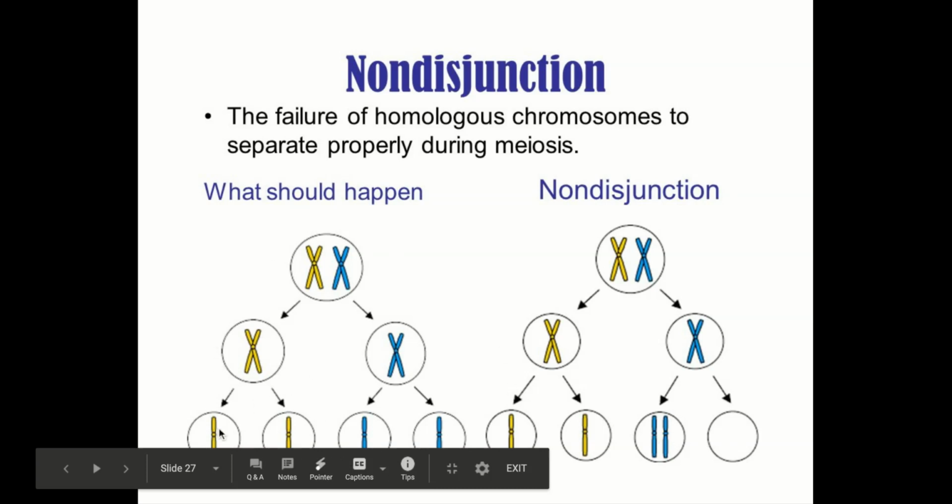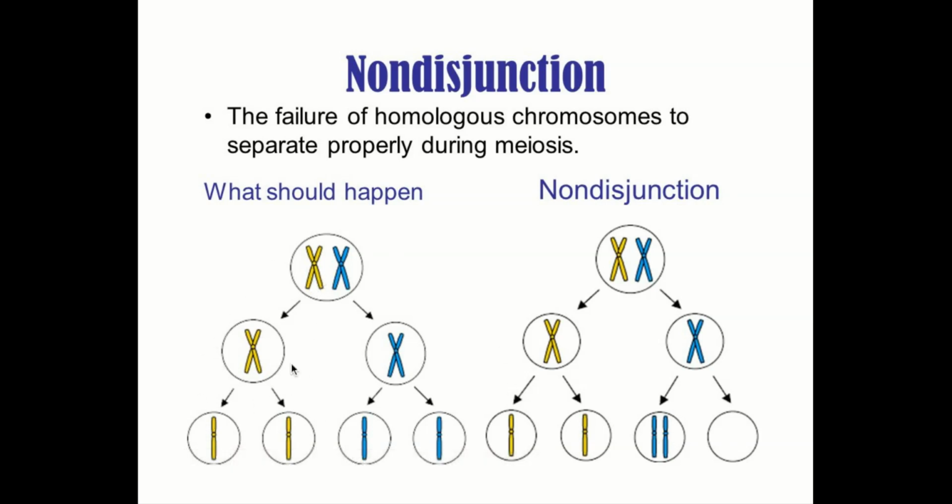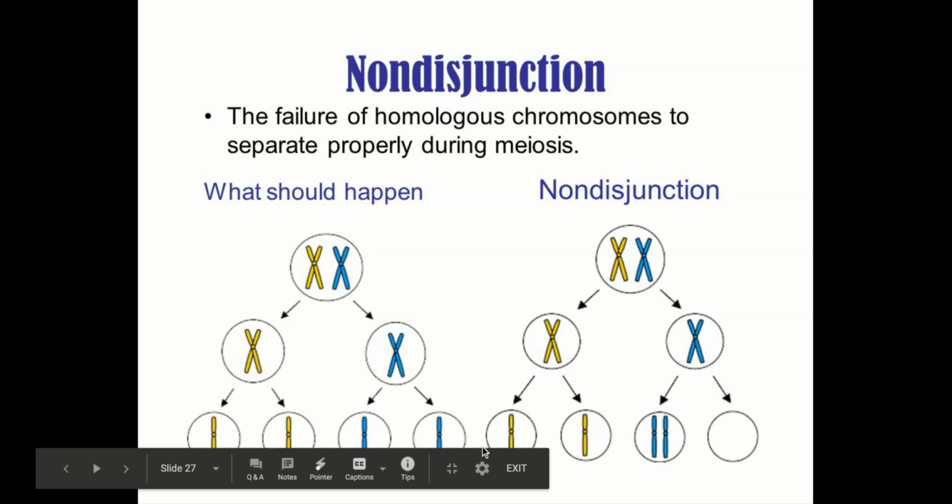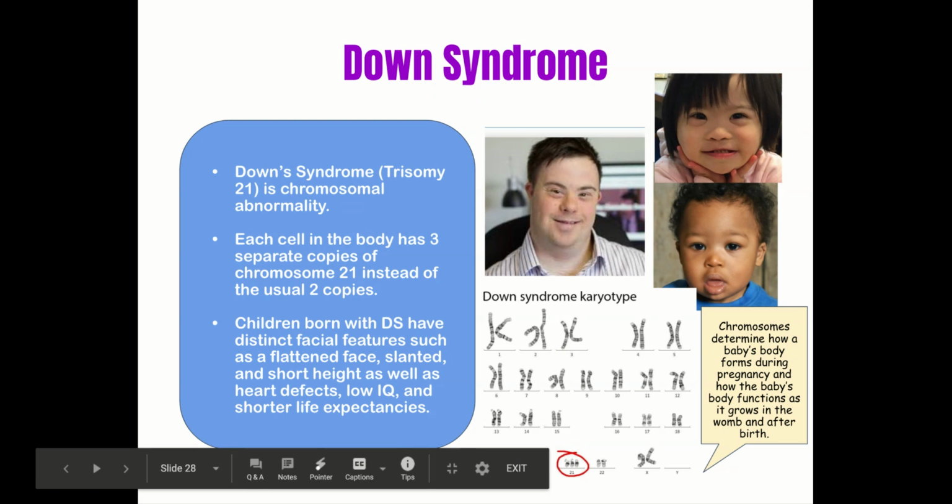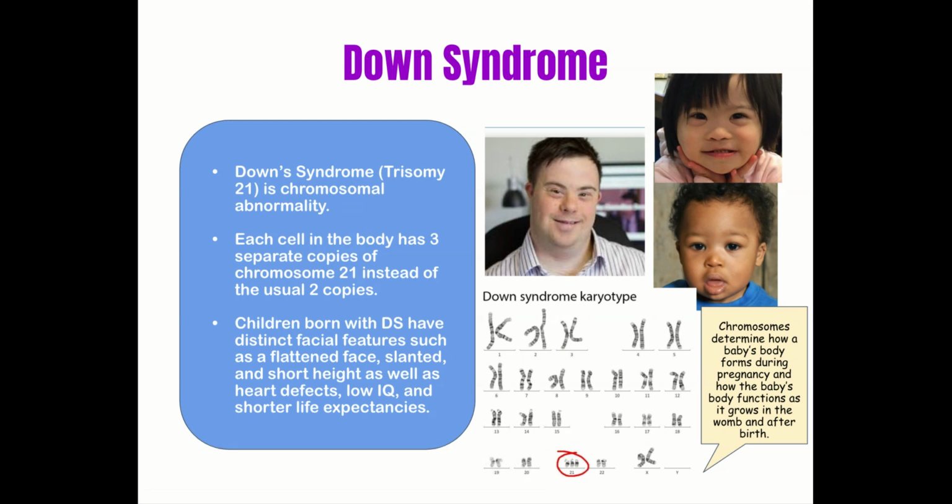So this is what should happen. You start off with a diploid cell. You end up with four haploid cells. Each has one chromosome. But non-disjunction happened in this one right here. So you have non-disjunction. All right. So what's the possible result of non-disjunction? One possible result is a disease called Down syndrome.